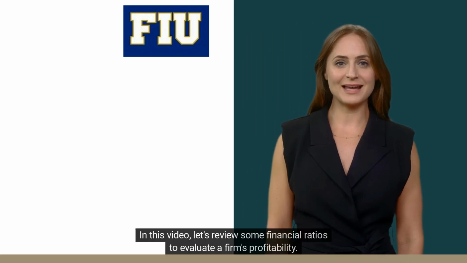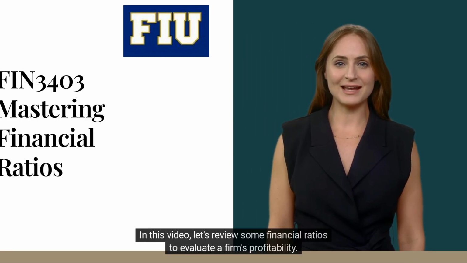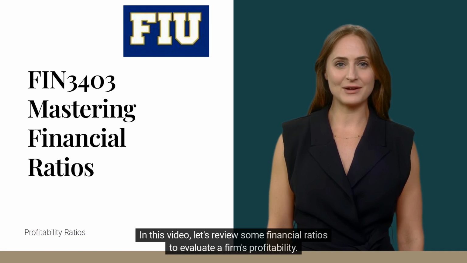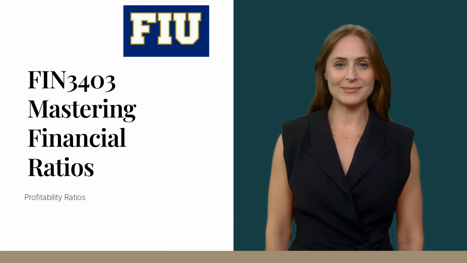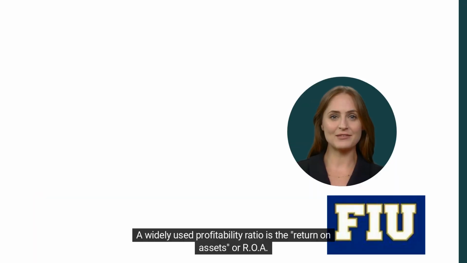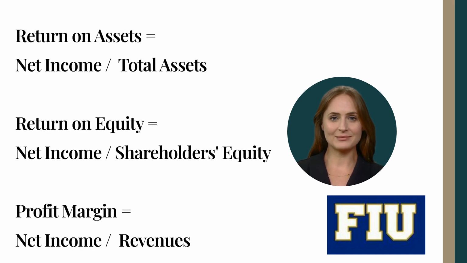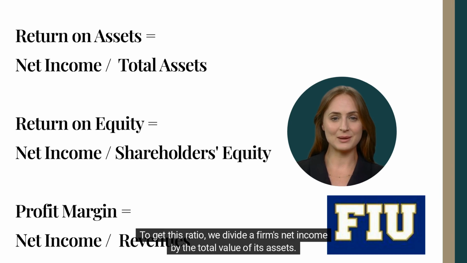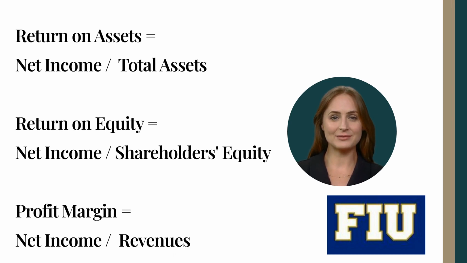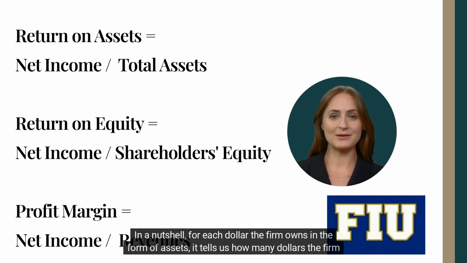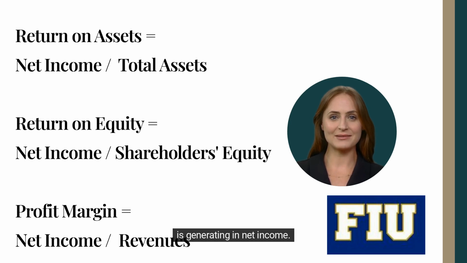Hi! In this video, let's review some financial ratios to evaluate a firm's profitability. A widely used profitability ratio is the return on assets or ROA. To get this ratio, we divide a firm's net income by the total value of its assets. In a nutshell, for each dollar the firm owns in the form of assets, it tells us how many dollars the firm is generating in net income.